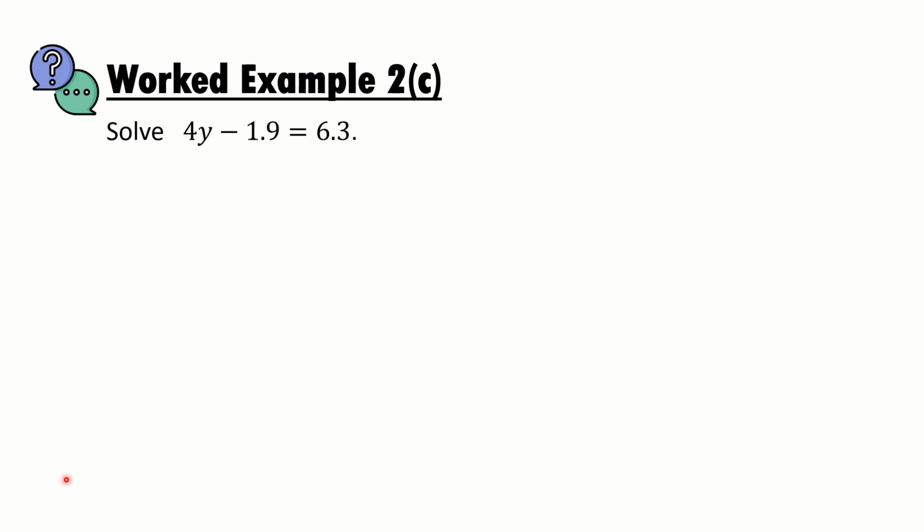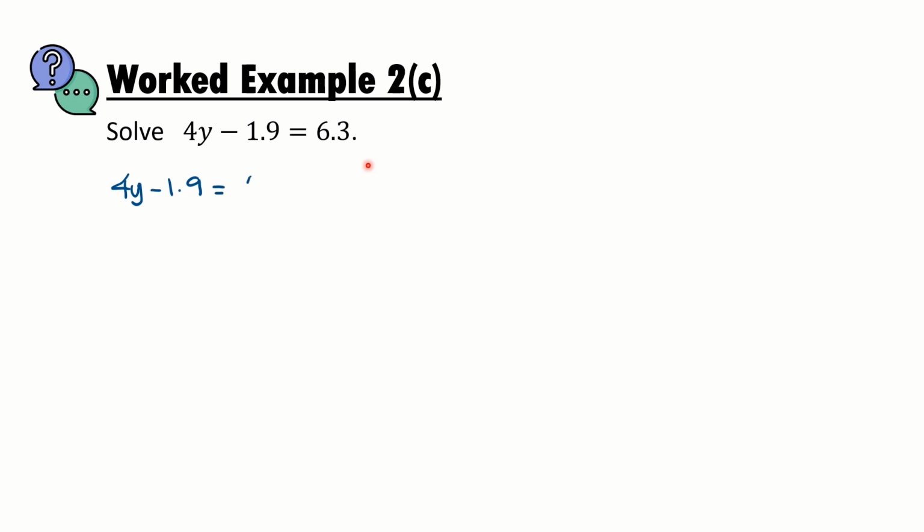Next, we take a look at solving 4y minus 1.9 equals to 6.3. So in solving this question, it is no different from how we solve our usual equations, just that now we have decimal numbers, but decimal numbers are just the same as numbers as well. So in trying to solve this question, we take this minus 1.9 and shift it over to the right side because our objective is to have our algebraic variables on the left and our numbers on the right side of the equal sign. So when shifting this minus 1.9 over to the right side, I'm doing a plus 1.9.